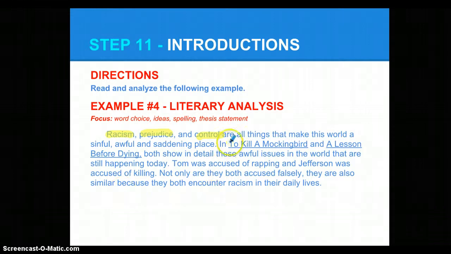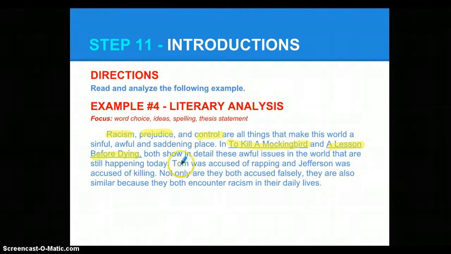Now they do talk about To Kill a Mockingbird and A Lesson Before Dying. That's awesome. Always include the titles because sometimes people won't know what you're talking about. Always assume that your reader doesn't know anything about your topic and over-explain. So that's good that they drop those in there.